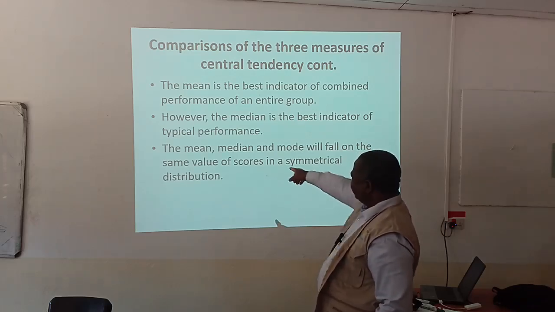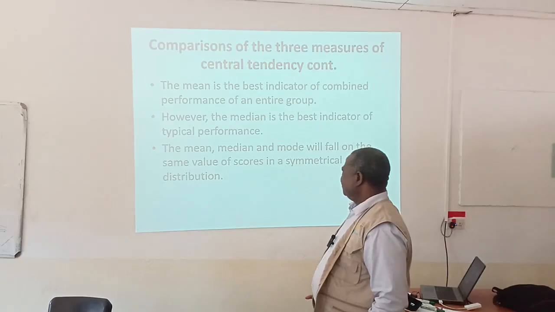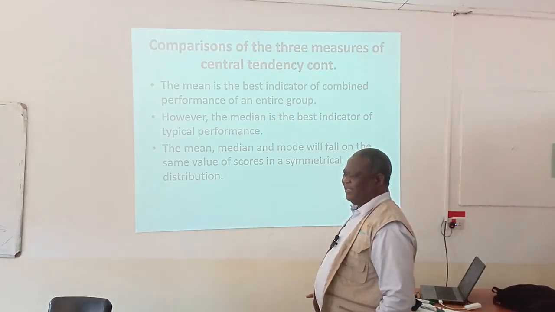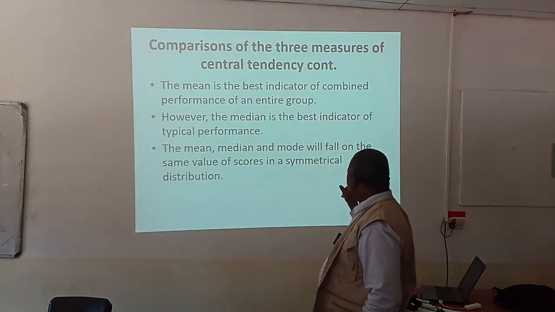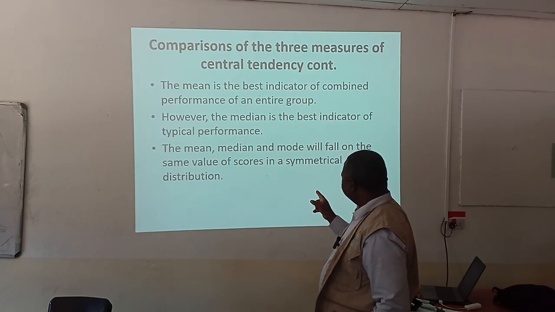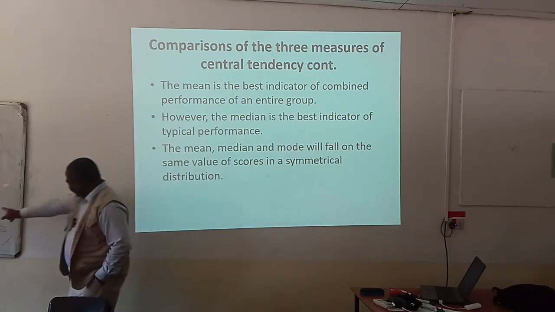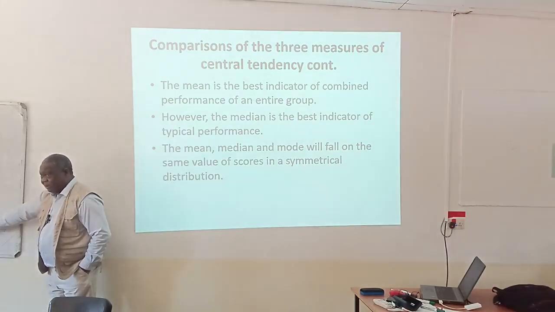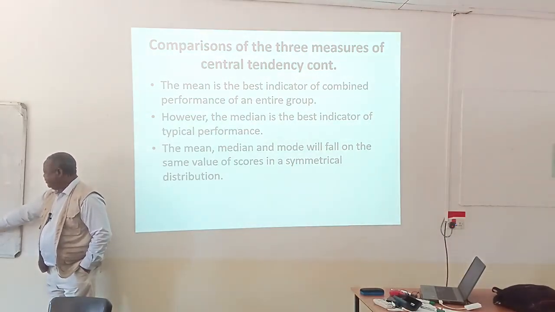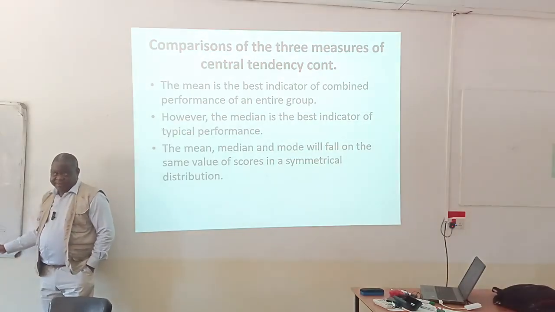And what I'm saying in the last bullet is what I was showing there. Okay? The mean and median will fall on the same values of scores in a symmetrical distribution. When we're talking about a symmetrical distribution, we're talking about a normal distribution. So the mean, the median, the mode will be in the same place.